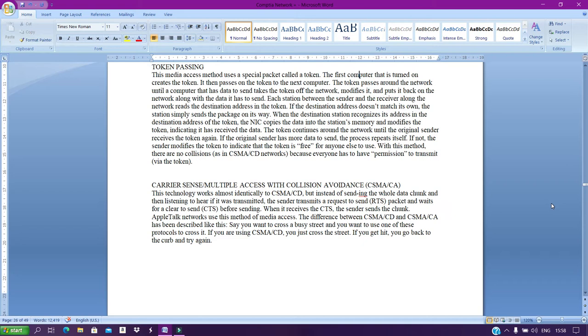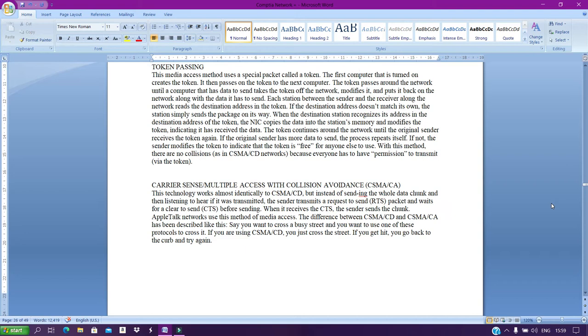Each station between the sender and the receiver along the network reads the destination address in the token. If the destination address doesn't match its own, the station simply sends the packet on its way. When the destination station recognizes its address in the destination address of the token, the NIC copies the data into the station's memory and modifies the token, indicating it has received the data. The token continues around the network until the original sender receives the token again. If the original sender has more data to send, the process repeats itself.